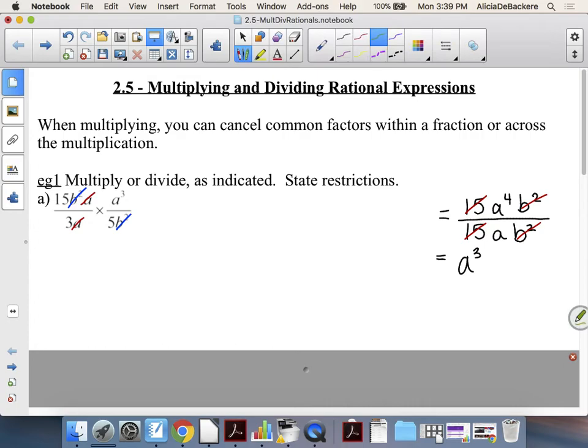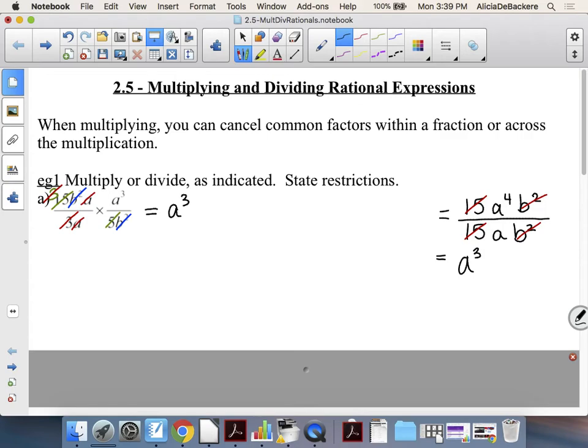And then similarly, when I look at the 15 over the 5, again, I'm looking across the two fractions. 15 over 5 is the same as 3 over 1. So the 15 cancels to a 3. And now I also see a 3 on top of another 3. So I can cancel that 3 and the 3 on the bottom, and I'm left with just a 1. So I've actually canceled everything here except for the a cubed. So it was a whole lot of canceling to get me to a cubed.